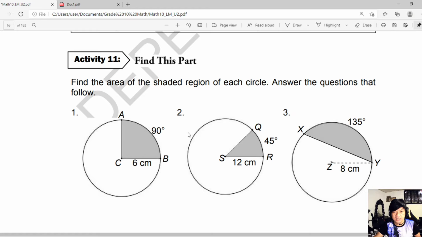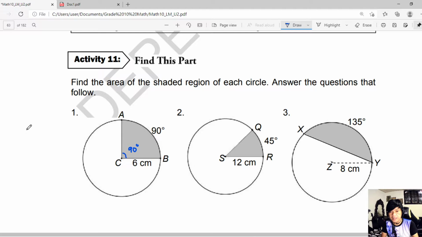So as you can see, the given is the measure of this arc. The measure of this arc is 90 degrees. So meaning the measure of this angle is also 90 degrees because this is a central angle. Now, do you still remember the formula in finding the segment, or rather sector of a circle?